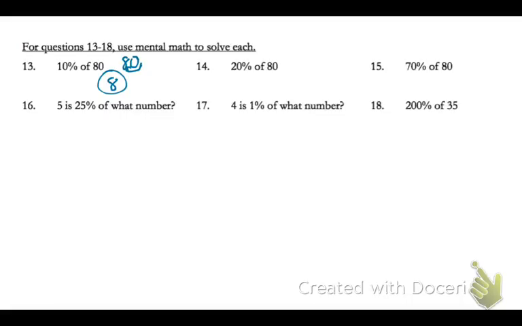Now on 14, 20% of 80, I'm going to use what I know from number 13 to answer 14. So if 10% is 8, 20% is going to be double that. If you didn't have number 13 to go off of and were just figuring 20% of 80, you could find 10% by moving the decimal and then double it.